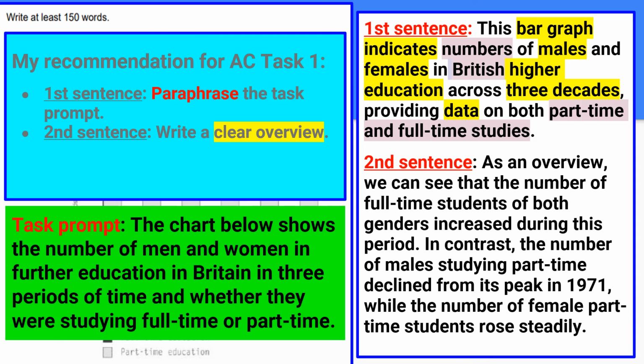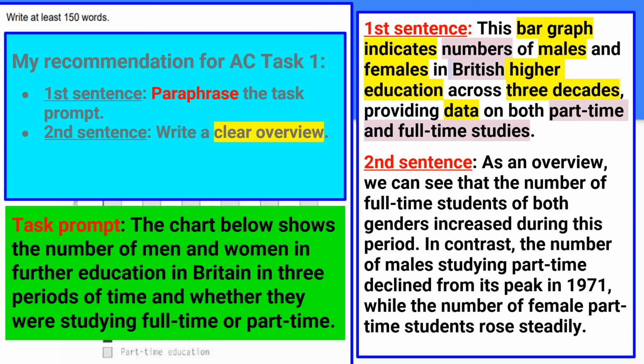Actually, I recommend that you do describe the diagram in the very first sentence of writing task 1, but that you do so in your own words. In the text box in the top right corner, you can see how I've paraphrased the task prompt. I've described the diagram, but I've done so using my own words. The words or phrases that are highlighted in yellow are synonyms.